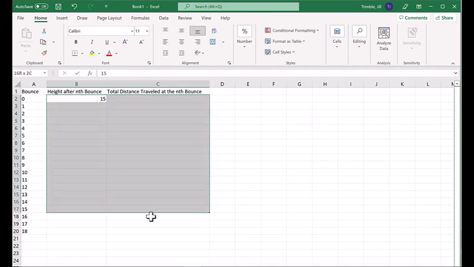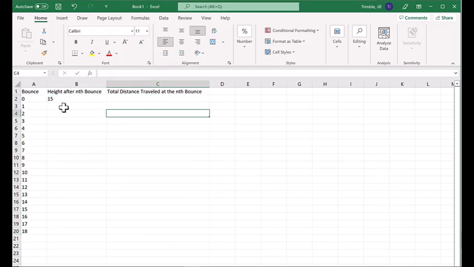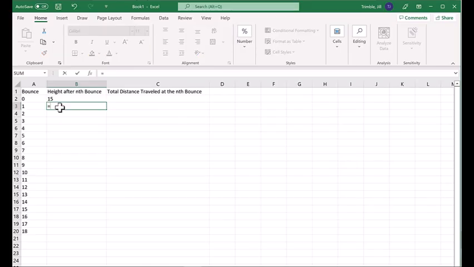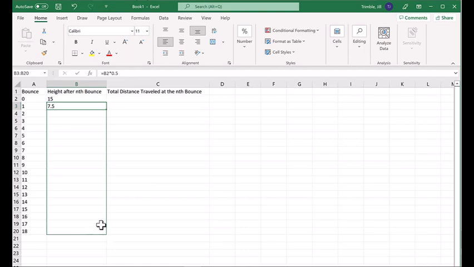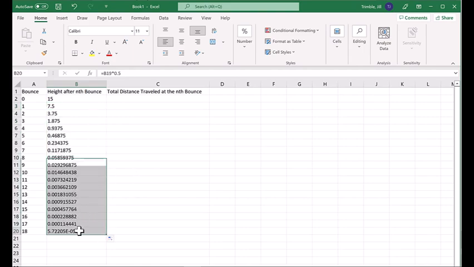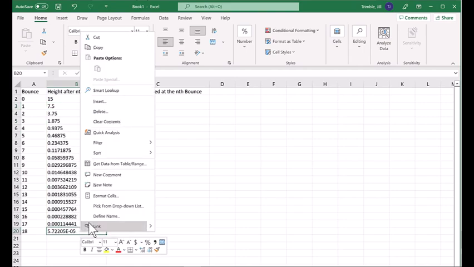Now, the total distance traveled after the nth bounce is something we can fill out next, but I want to do the height after the nth bounce. After it bounces once, it's half as high. So I can write a formula for this so I don't have to do all this by hand. That is equal to the previous bounce times 0.5. Now I have a height of 7.5, and then again I'll use my fill handle to fill in these formulas.